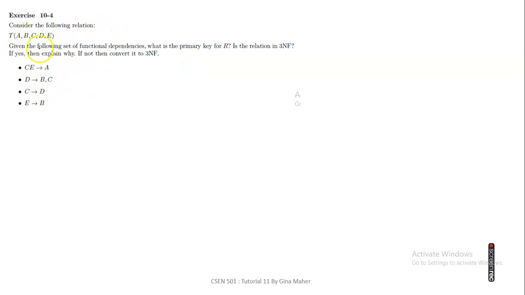Consider the following relation. Given the following set of functional dependencies, what is the primary key of R? Is the relation in the third normal form or not? If yes, explain why. If not, convert it.